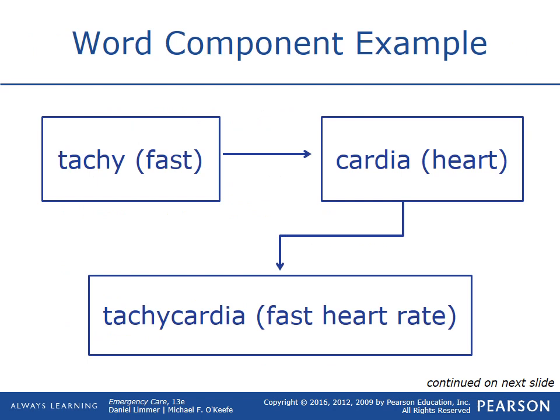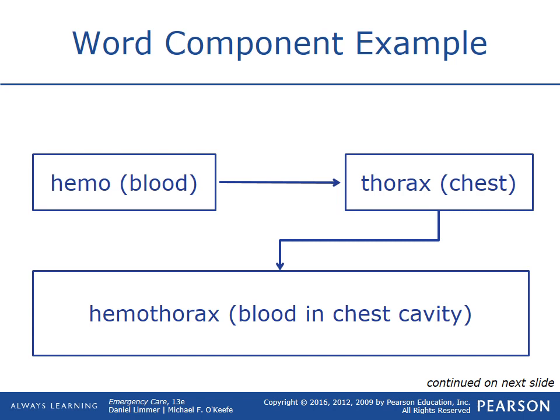So here's some components. These are some examples. Tachy is a portion of a word that means fast. Cardia, meaning heart, and you can put that word together and say tachycardia, which is a fast heart rate. Here's another example. Hemo and thorax for hemothorax, which is blood in the chest cavity. Multiple words like this are put together in medical terminology.